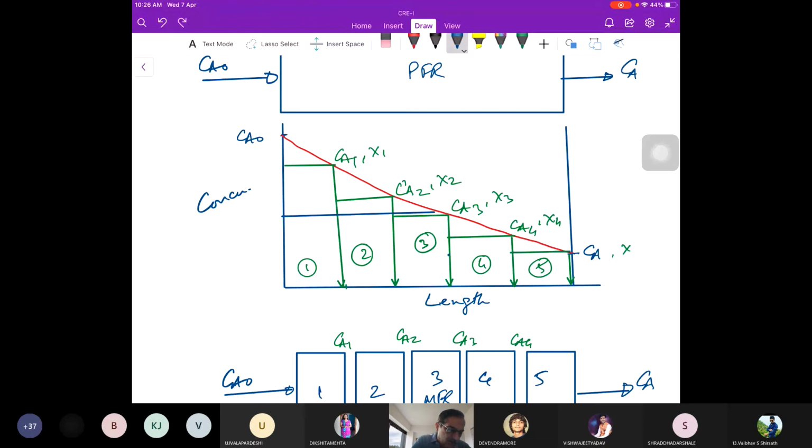But if I increase the number of reactors, gradually behavior will be closer to the PFR behavior. Concentration profile will be similar to the PFR concentration profile.